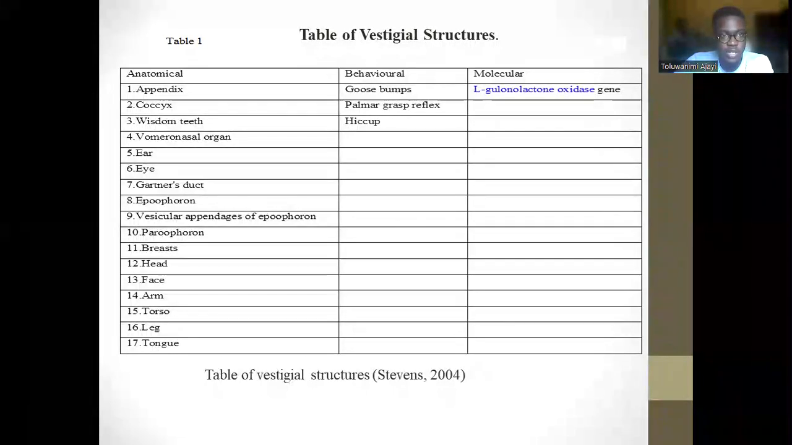Now we have other structures such as the wisdom teeth and many other ones, but for the sake of time, we just use those. I hope you understand what I'm saying. Now, for the physiological functions, we have functions such as goosebumps, hiccuping, and the palmar grasp reflex. Now, I'll just talk about the goosebumps and hiccups.